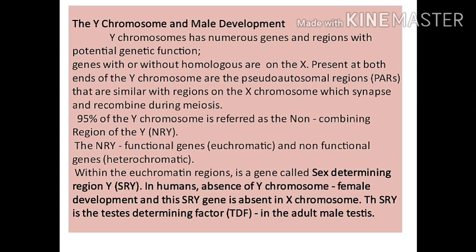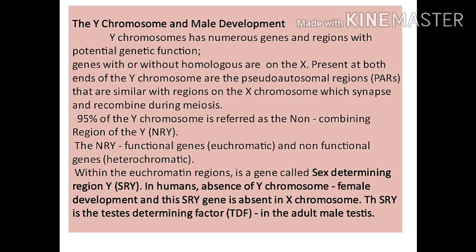Another portion is said to be the non-functional gene, the heterochromatin region. This SRY region has been delimited to 250 bases coding for 80 amino acids, located on the Y chromosome. It is specific and conserved to the Y chromosome. In human beings, if the Y chromosome is absent, it leads to the development of female, whereas the sex gene is absent in the X chromosome.